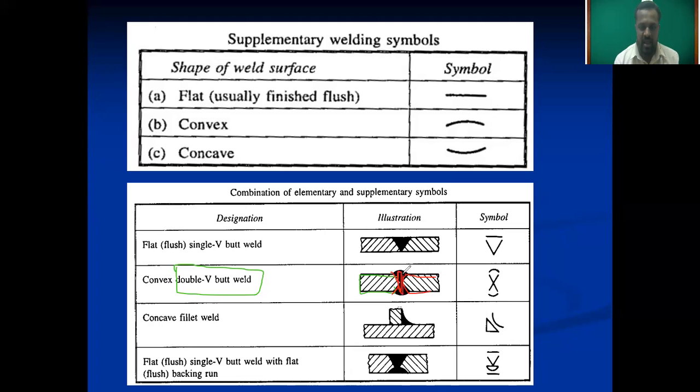welding. And see, this is called the double V butt weld, but they have additionally given that the surface of that double V butt weld should be convex, like this. And now from this we can easily draw the symbol. What is the symbol for the double V? So this is the symbol for the double V, like this.